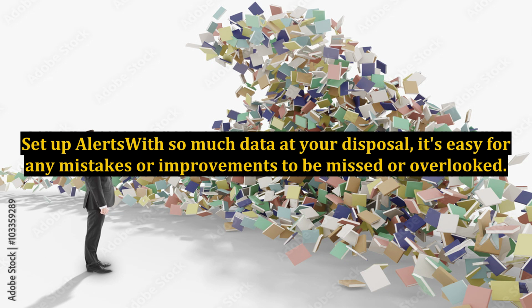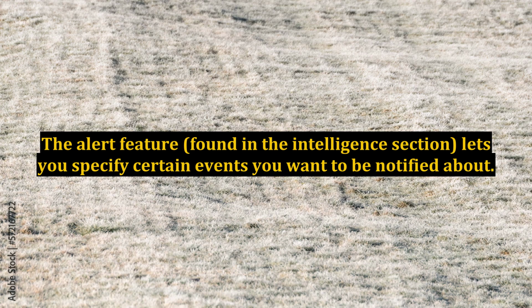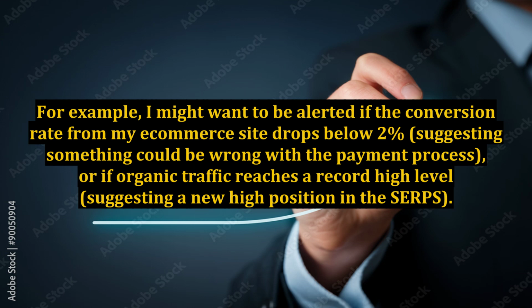missed or overlooked. The alert feature, found in the Intelligence section, lets you specify certain events you want to be notified about. For example, I might want to be alerted if the conversion rate from my e-commerce site drops below 2%, suggesting something could be wrong with the payment process, or if organic traffic reaches a record high level, suggesting a new high position in the SERPs.